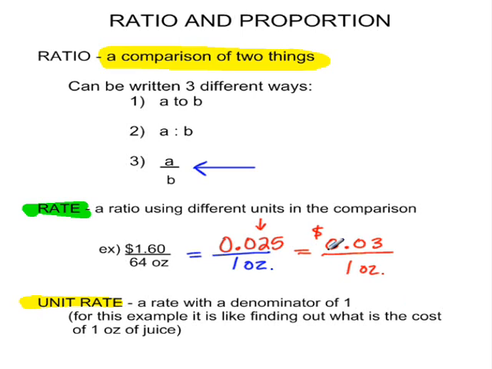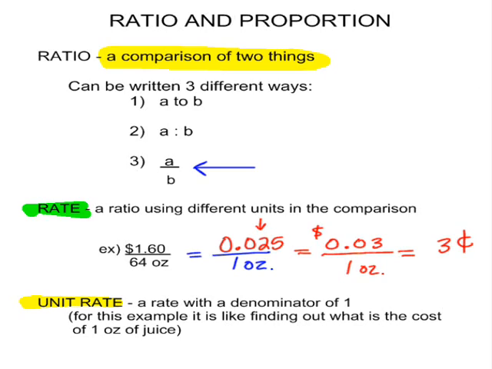is the cost for 1 ounce. Now nobody really says, okay, $0.03. They just say 3 cents. So you could write it this way if you wanted to, or you could write it like so, kind of like you did back in elementary school. So it costs about 3 cents for every single ounce in this juice. That is finding a unit rate.